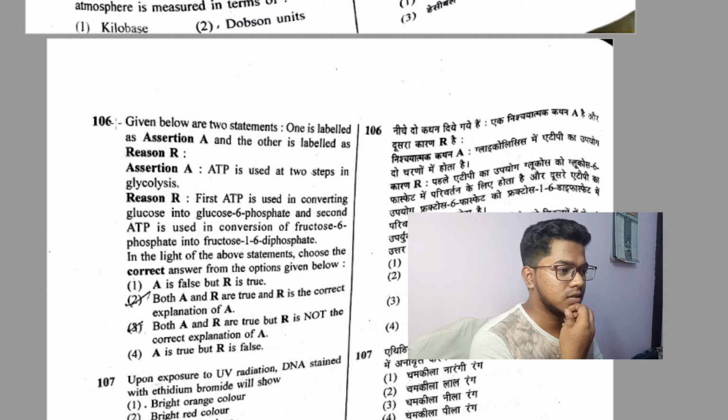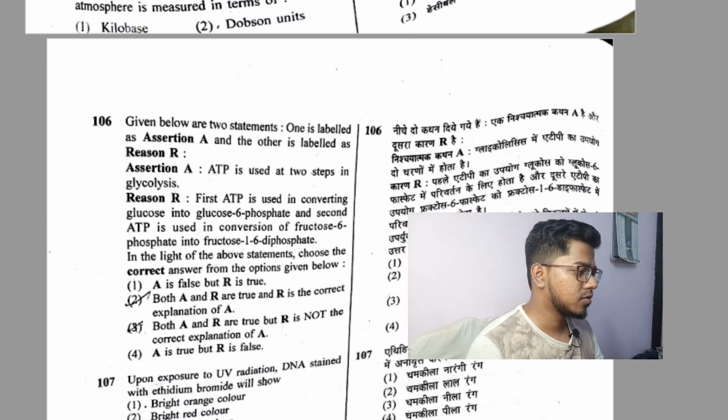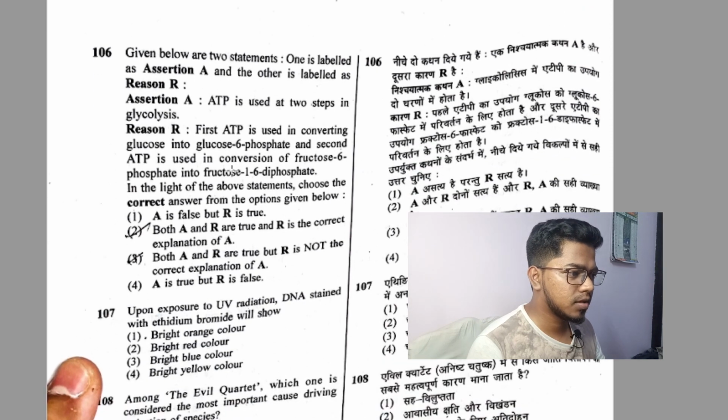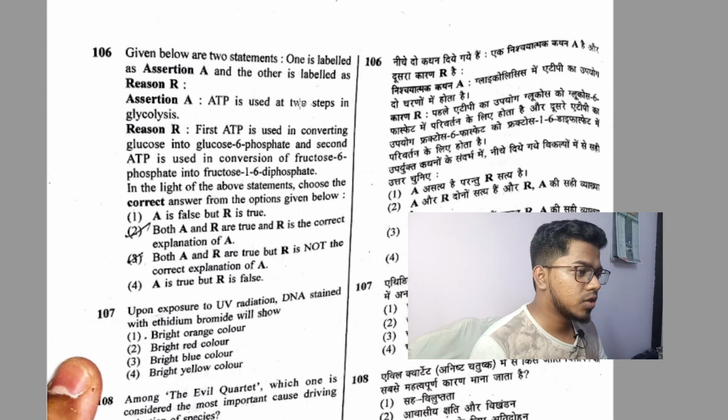These assertion-reason questions did not come earlier in our time, but they are asking them now. So let's see what this is. Given below are two statements: one is labelled as Assertion A and another is labelled as Reason R. Assertion A: ATP is used at two steps in glycolysis. Reason R: first ATP is used in converting glucose into glucose 6 phosphate, and second ATP is used in conversion of fructose 6 phosphate into fructose 1,6 diphosphate. In the light of the above statements, choose the correct answer from the options given below. A is correct, ATP is used in two steps.